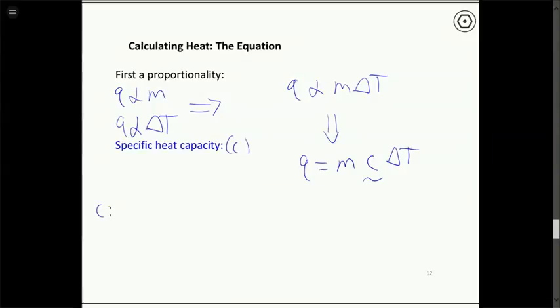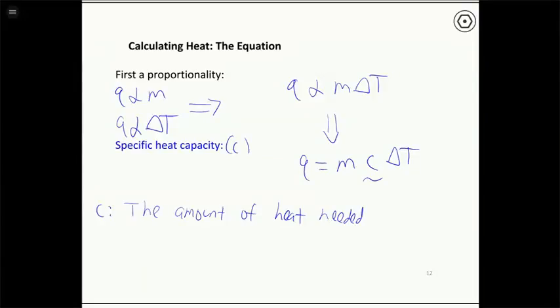where the specific heat capacity, which is abbreviated C, is the amount of heat needed to raise the temperature of 1 gram of substance by 1 degree Celsius. So the value of C that we use depends on what substance the heat is either flowing into or out of, but it's the amount of heat that's needed to raise the temperature by 1 degree Celsius for 1 gram of that substance.